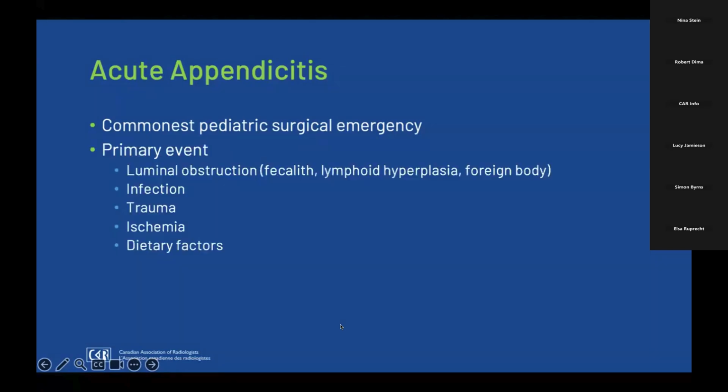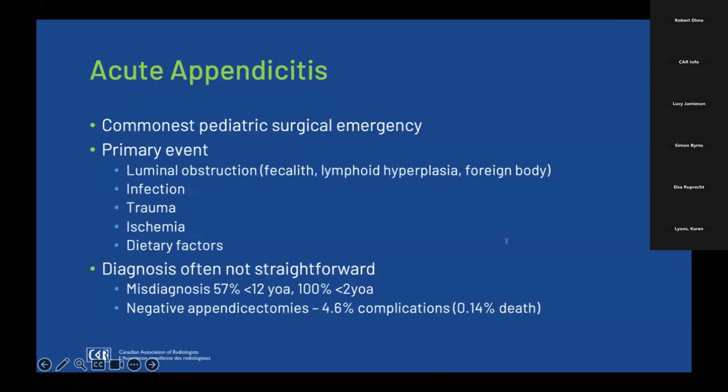So acute appendicitis is the most common pediatric surgical emergency. It accounts for approximately 1/3 of children admitted with acute abdominal pain. The primary pathogenic event leading to acute appendicitis was long thought to be luminal obstruction, such as biofecalith, lymphoid hyperplasia, or foreign body. But more recent studies have demonstrated that many processes, including infection, trauma, ischemia, and dietary factors, can lead to bacterial invasion of the appendix, with obstruction actually being directly responsible for a relative minority.